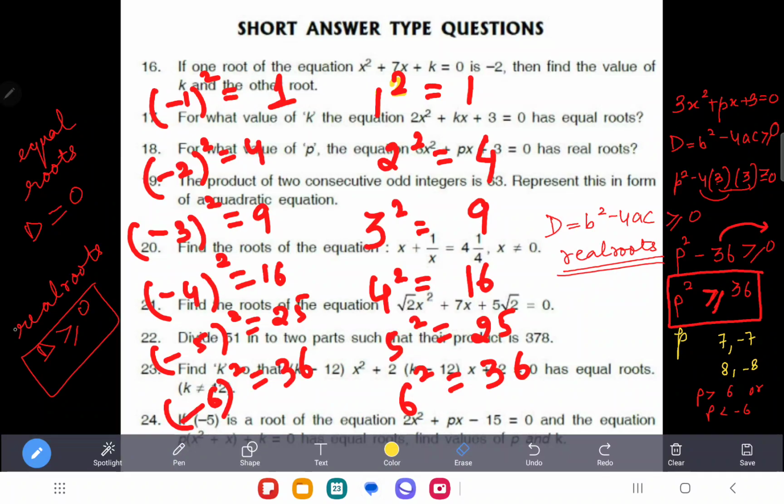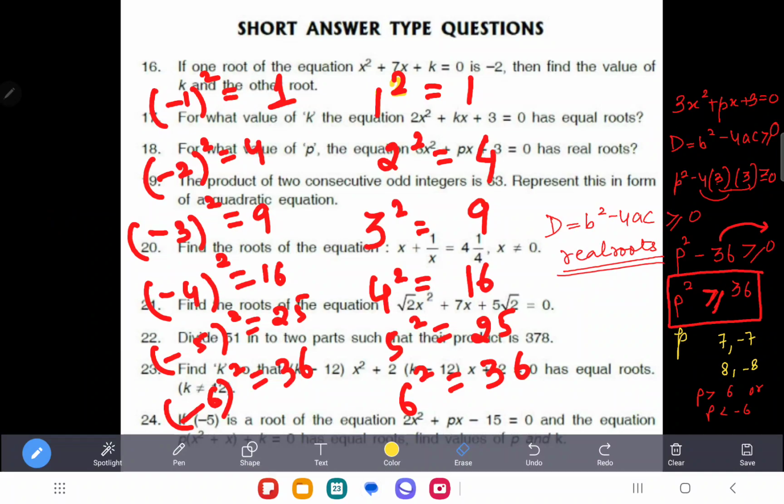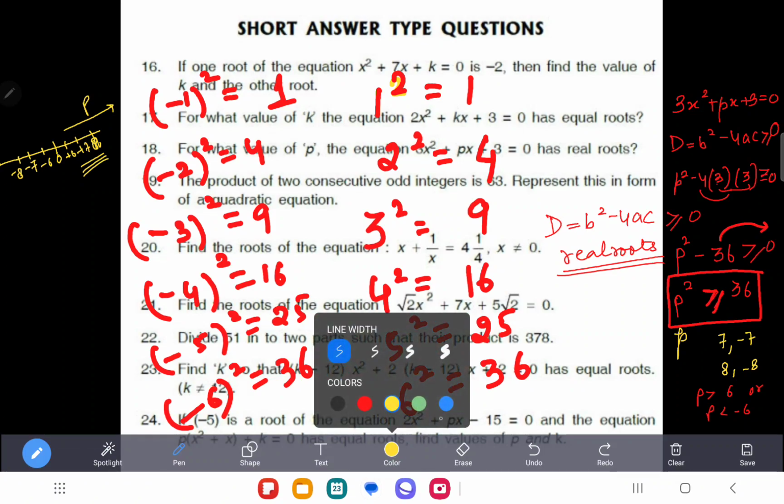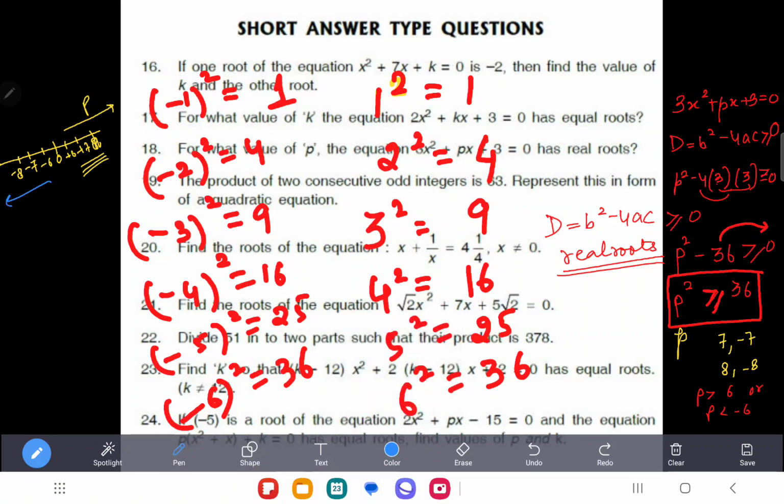Tell me, why should it be less than minus 6? Because if I see the number line and if here it is minus 6, then beyond minus 6 is minus 7, then minus 8, and so on. So whatever the values of p should be, they should be greater than 6, and the value should be lesser than minus 6. I hope you're understanding.